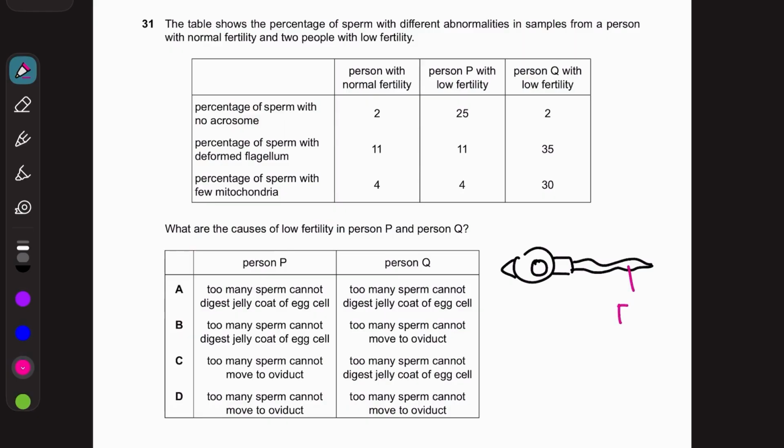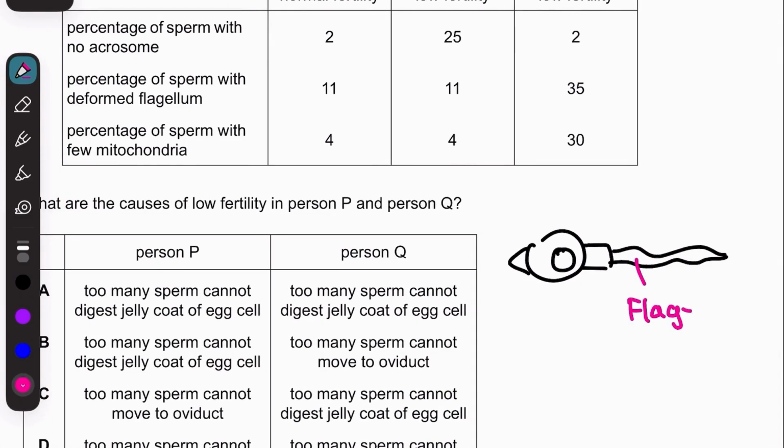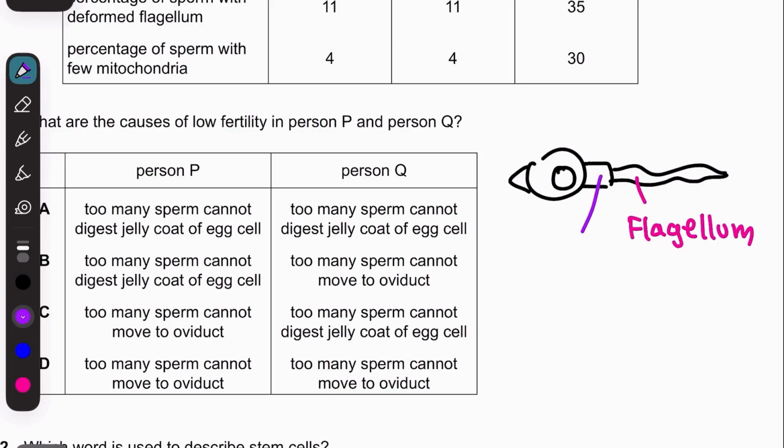So the tail is called the flagellum, which I need more space to write, okay? So this is the flagellum. And then the neck, it's not about the neck, guys. What's important is what's in the neck, which is a lot of what? It contains a lot of mitochondria. And I hope you know what mitochondria is used for. It's used for aerobic respiration, right? So there's the mito over there. There's a lot of it over there.